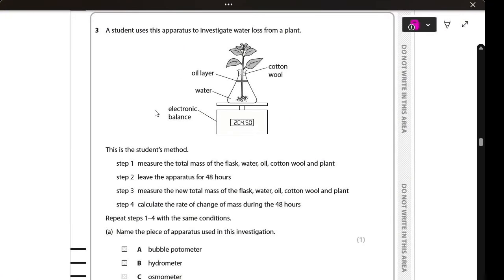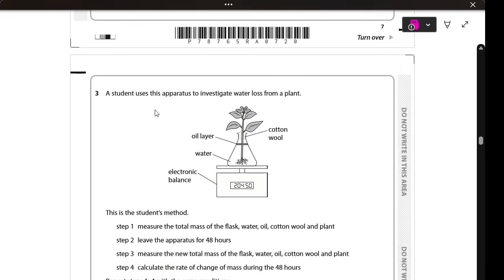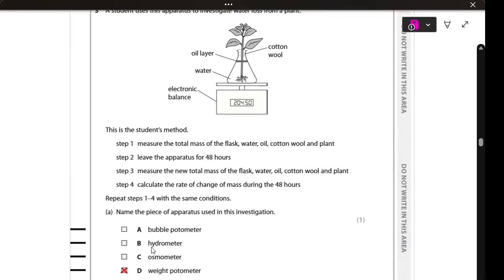Then on to question number 3, we have a student who uses an apparatus to investigate the water loss from a plant. So this is a weight photometer. So here, let's see the steps they've used: measure the total mass of the flask, water, oil, coin, cotton wool and plant. Leave the apparatus for 48 hours, measure the new mass and calculate the rate of change of mass. So repeat it 4 times. Name the piece of apparatus used in this investigation. As I've said, it is a weight photometer.